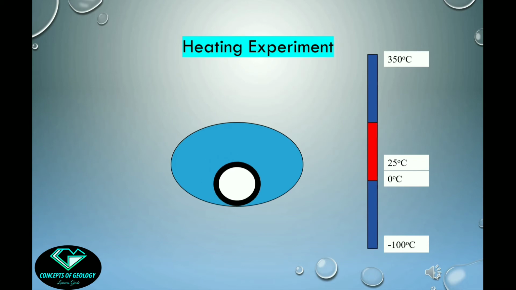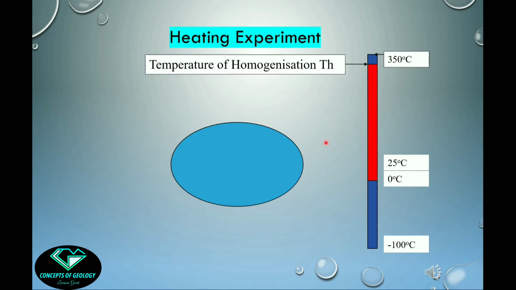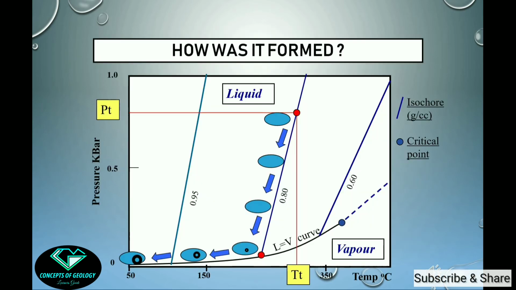Observe, with increasing temperature, the vapor bubble is gradually disappearing. This is happening because with increasing temperature, the liquid inside the inclusion is expanding and this is taking the space of the bubble. See, at this particular temperature level, the vapor bubble is completely disappeared, okay, and the inclusion is now completely filled with a single phase. This temperature is called temperature of homogenization, okay. This is noted.